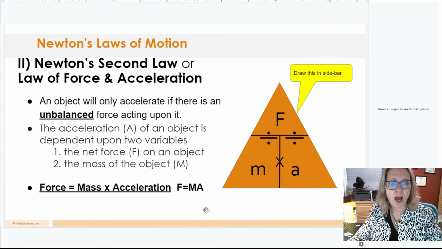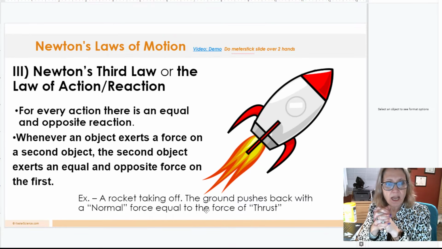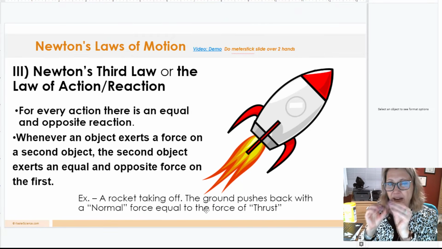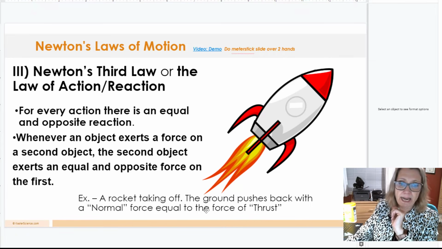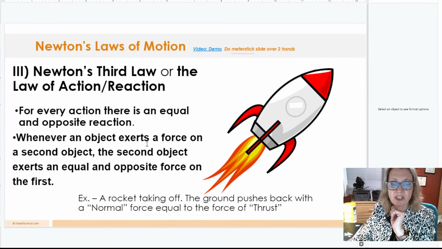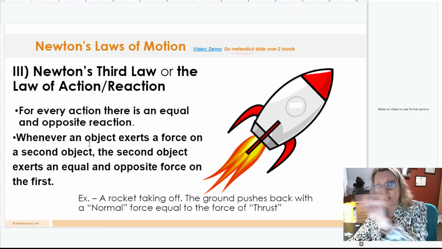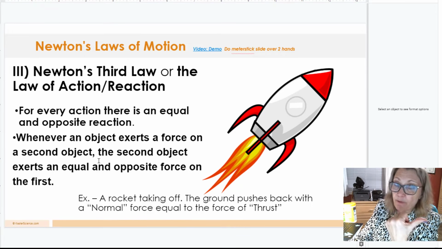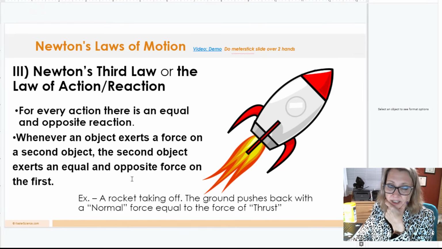Newton's third law. Where did it go? There we go. Newton's third law. This has a name also. This is the law of action-reaction. And what that means is that for every action, there is an equal and opposite reaction, right? So whenever an object exerts a force on a second object, that second object is going to put a force back on the first one with an equal and opposite force.